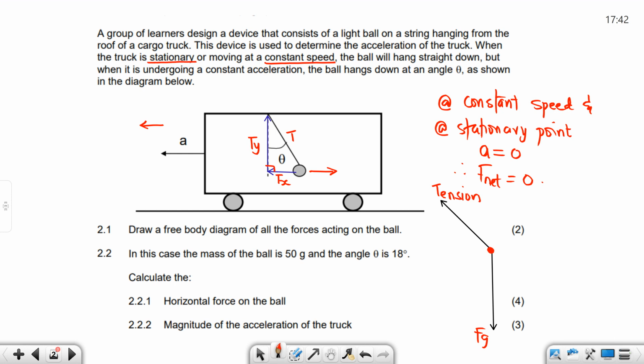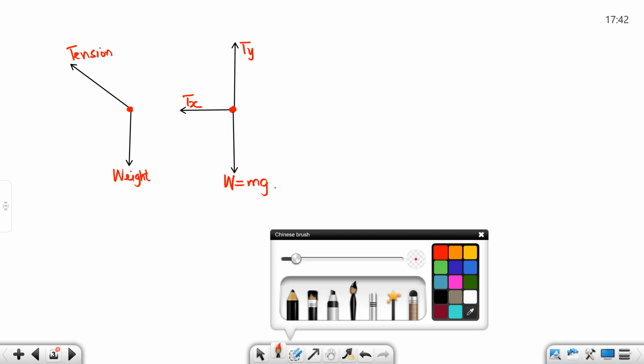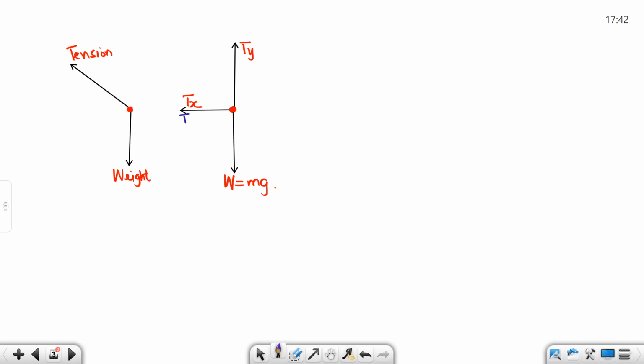But I know now that if I were to say sine, let's walk through. Sine theta will be opposite, which is what? Tx over hypotenuse, which is what? T. So what is this? Tx equals to what? T sine theta. Please let me know if you have a question, T sine theta. What is Ty therefore? Ty will be T cos theta.